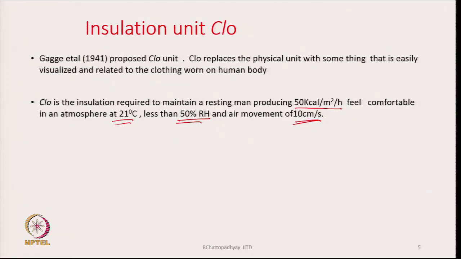If I ask the person to stay in such an environment where the atmospheric temperature is 21 degree centigrade, relative humidity is less than 50% and the air movement is very, very low, what is the minimum clothing that he needs, provided he is himself producing 50 kilocalorie per meter square per hour as heat production? He should feel comfortable. So, that much clothing material is called one CLO.